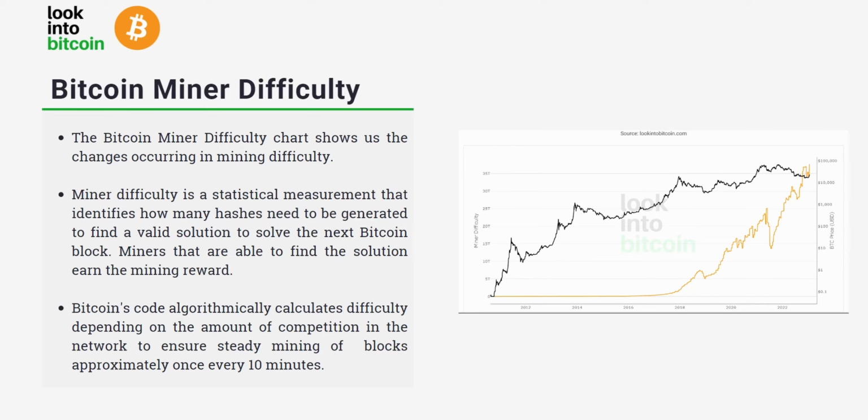Unlike traditional fiat currencies, which rely on central governments to issue new currency as well as set the inflationary rate, Bitcoin's code algorithmically calculates the difficulty depending on the amount of competition in the network to ensure a steady mining of blocks to approximately once every 10 minutes. So every 2 weeks, every 2016 blocks, we get a new miner difficulty rating to try and keep this at a very steady rate.